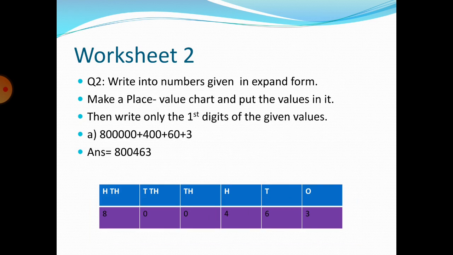Question number 2. Write the numbers given in expanded form. What you have to do is make a place value chart and put all the digits in the correct column. Just pick the first digit. Don't write zeros. You will come to know that the answer is 800436, the first part. I have done the first part for your understanding. Look at it carefully. If some columns like 1000 and 10,000 are missing in the first part, then place zeros.